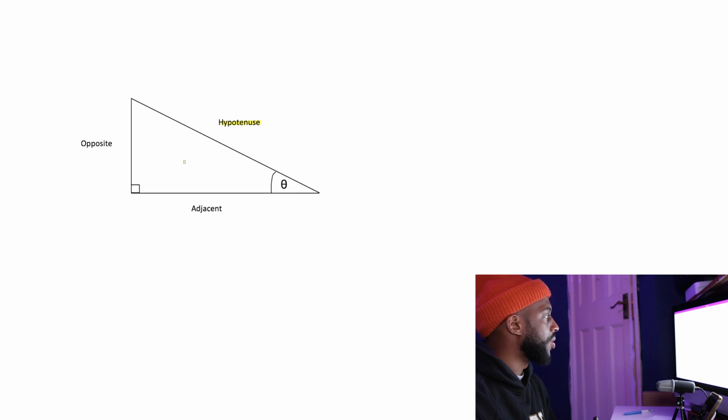angle. This side here is the opposite side, and that's because it's opposite the angle involved in the question. So this is the angle here, and you can see that side is opposite. This side here is called the adjacent. The reason for that is because it has the right angle and the angle involved in the question. This symbol here is called theta. That just means the missing angle.